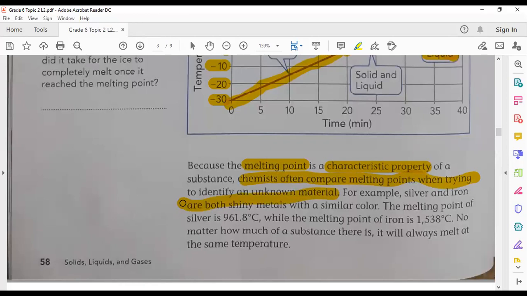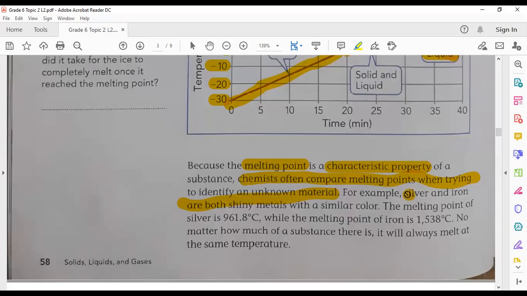Another example of a characteristic property: the density of water, for example, is always 1 gram per milliliter or 1 gram per cubic centimeter. The density of copper is a characteristic property of copper. It does not change. Characteristic properties are properties that will never change. They are always the same, no matter how much you have.